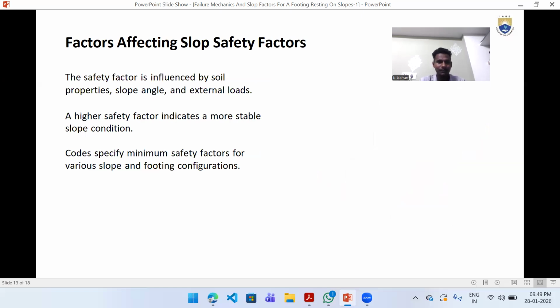The safety factor is influenced by soil properties, slope angle, and external loads. A higher safety factor indicates more stable slope conditions. Codes specify minimum safety factors for various slope and footing configurations.